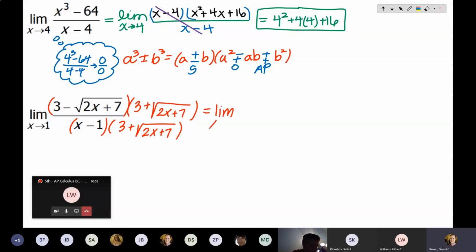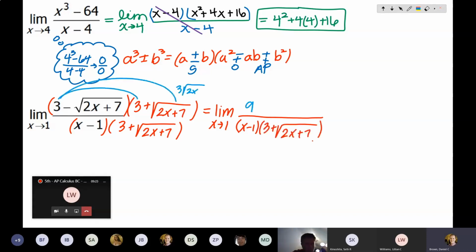So I have the limit as x goes to 1. Another good trick: the denominator did not originally have a square root, so I'm not going to multiply that out, because again, the goal is we want something to cancel out. And then in the numerator, I'm going to FOIL this together. First times first is 3 times 3, which is 9. The outer is a 3 square root of 2x plus 7. The inner term gives you a negative 3 square root of 2x plus 7, so we know those cancel out.